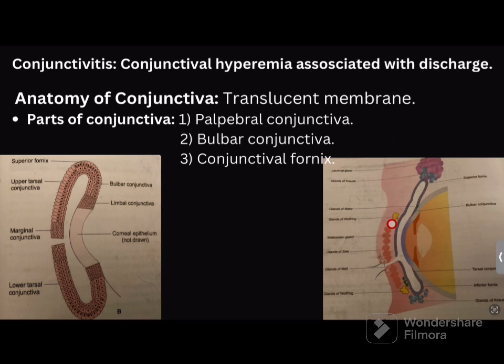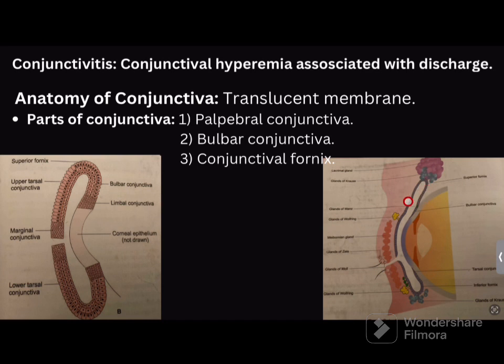Now, if you see the diagram on the right side, this is your eyelid, right? The upper eyelid, the lower eyelid, the cornea, then the sclera. Now that part of conjunctiva which is behind the eyelids will be your palpebral conjunctiva. So this is your upper palpebral conjunctiva, and behind the lower eyelid you have your lower palpebral conjunctiva. Then the part of conjunctiva that is over the sclera is your bulbar conjunctiva. This is your bulbar conjunctiva. Here is also your bulbar conjunctiva.